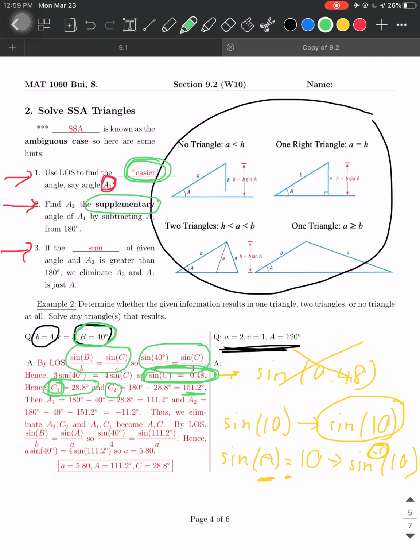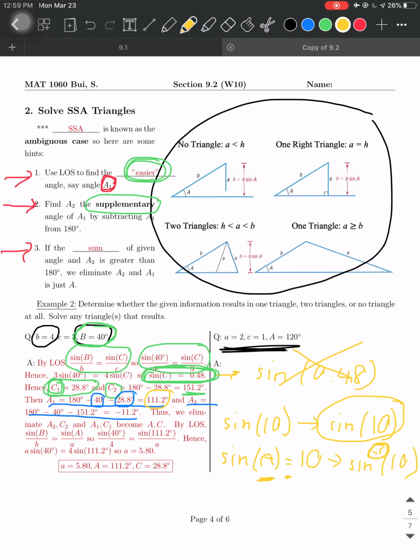And after that, we know the triangle sum. So we will go ahead and do step 3 in here, which is solving for A1 and A2. So A1 will be 180 minus B minus C1, and B in here is 40, C1 in here is 28.8. We solve for angle A1 and we end up having 111.2 degrees. It's still within 180. It's good. There's no problem with it.